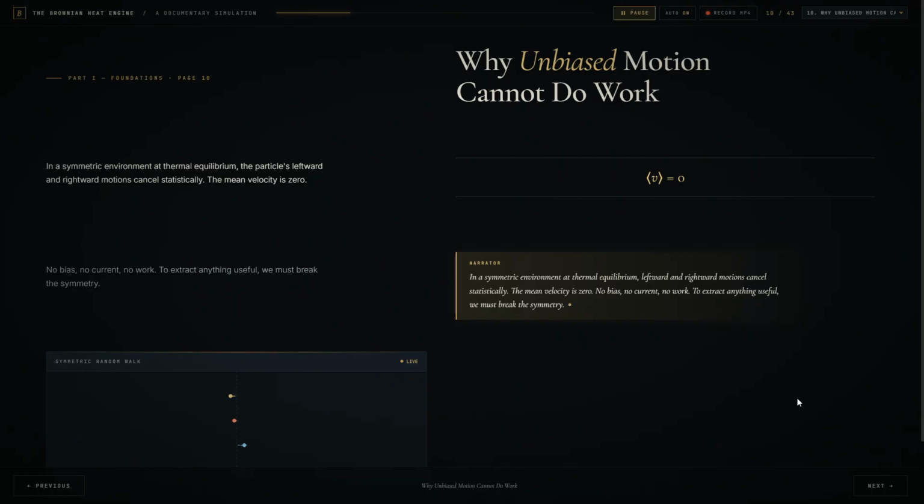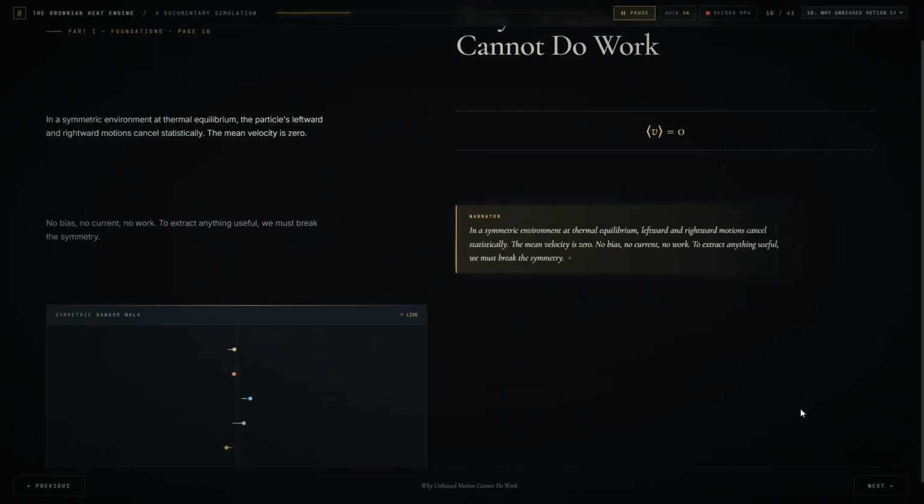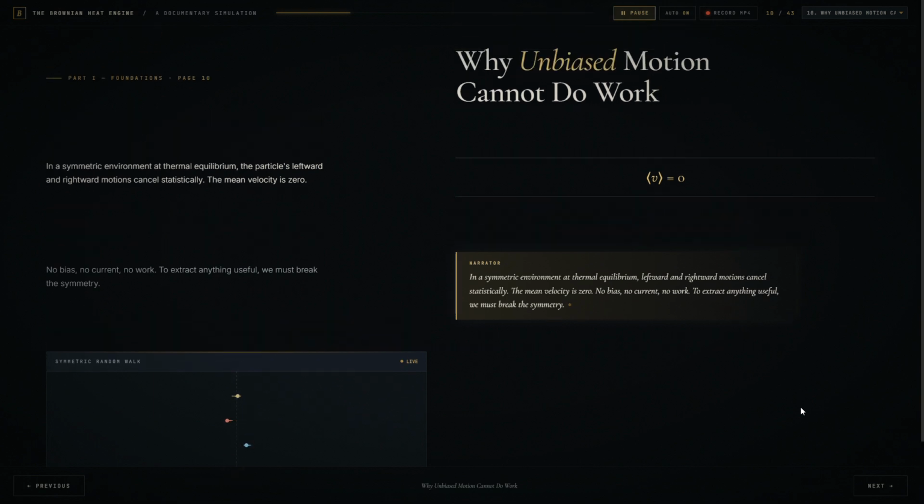In a symmetric environment at thermal equilibrium, leftward and rightward motions cancel statistically. The mean velocity is zero. No bias, no current, no work. To extract anything useful, we must break the symmetry.